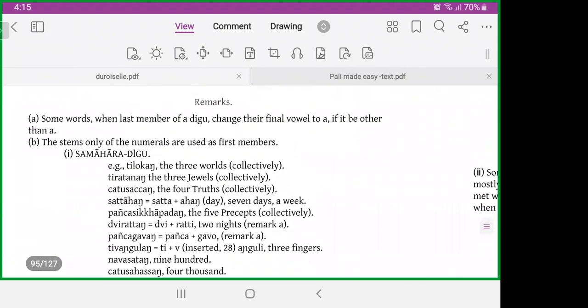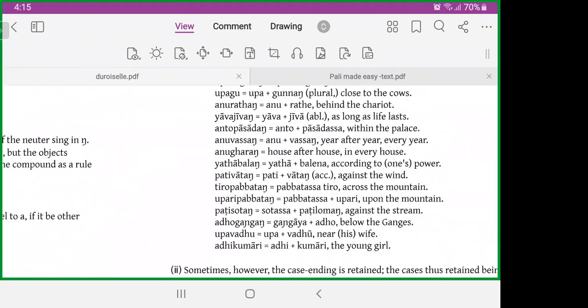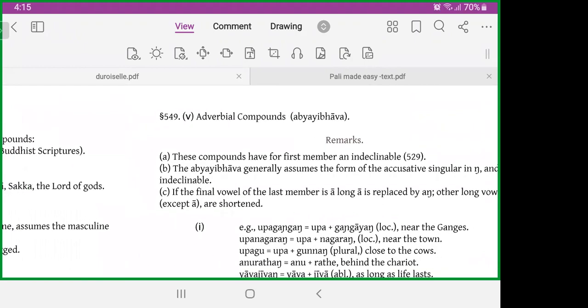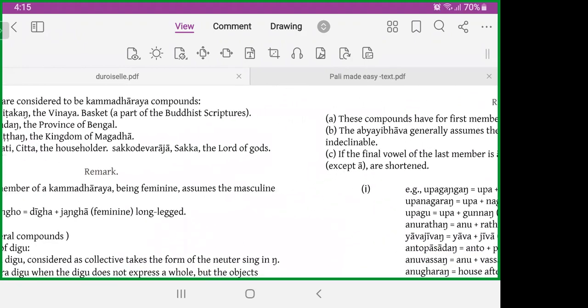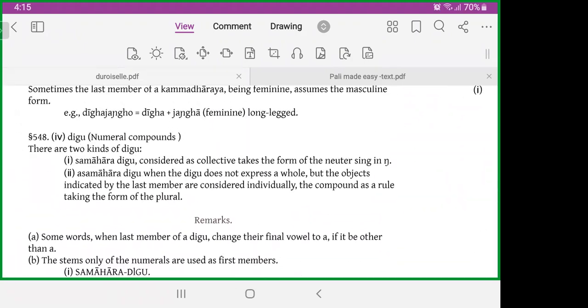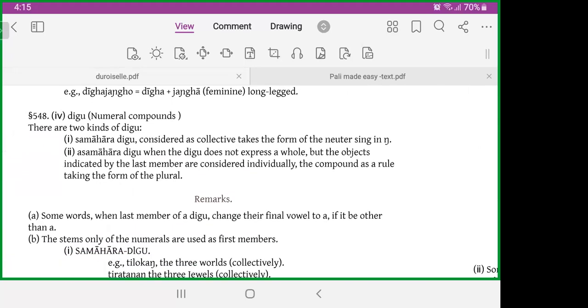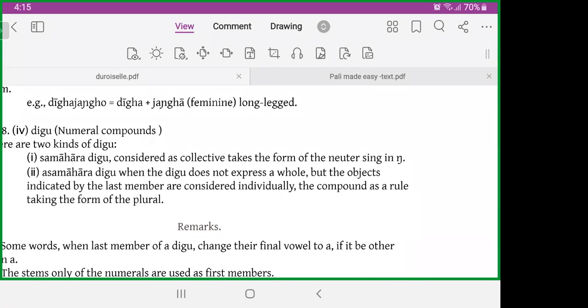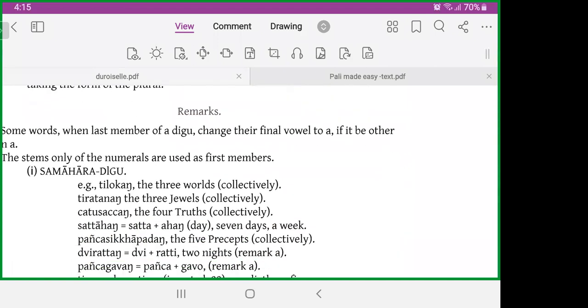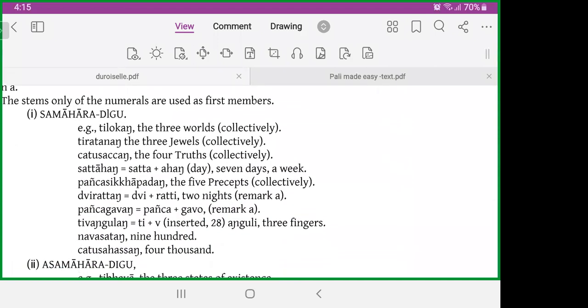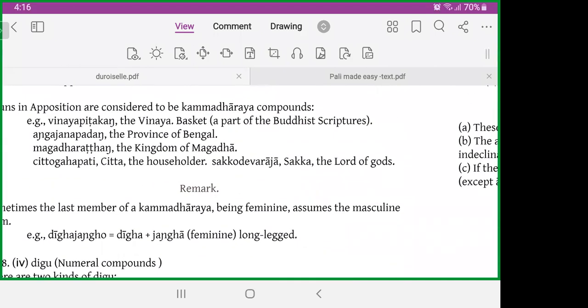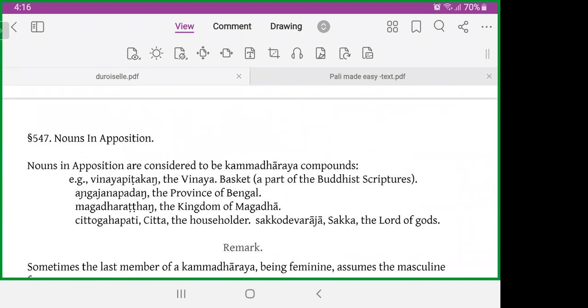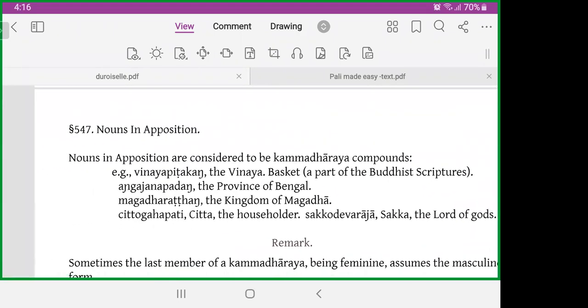All right. So today we already covered this abai bawa, the adverb, and we also talked about digu. Digu is the numbers. So that's why I call it the numeral compounds. When you put the numbers here like tilokam, chatu sacham, and so on, how you put the numbers, right? And then how you use the proper name here.